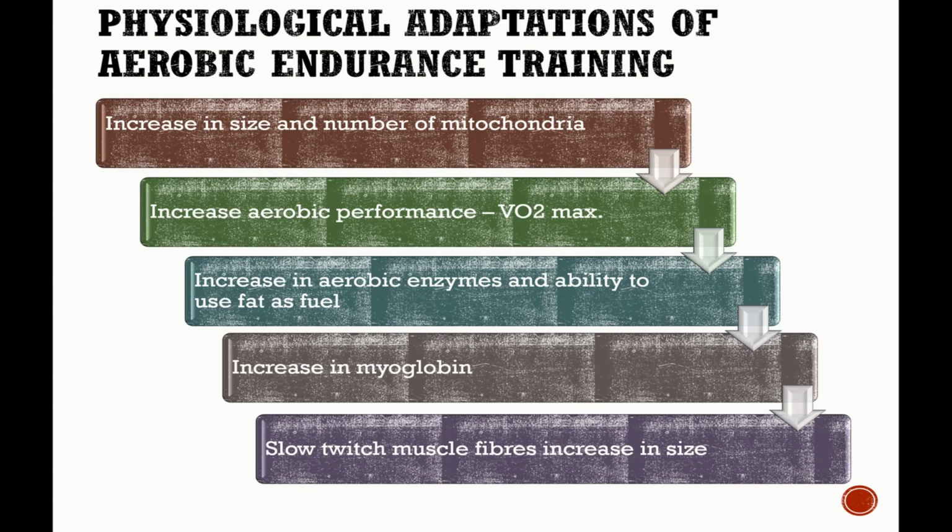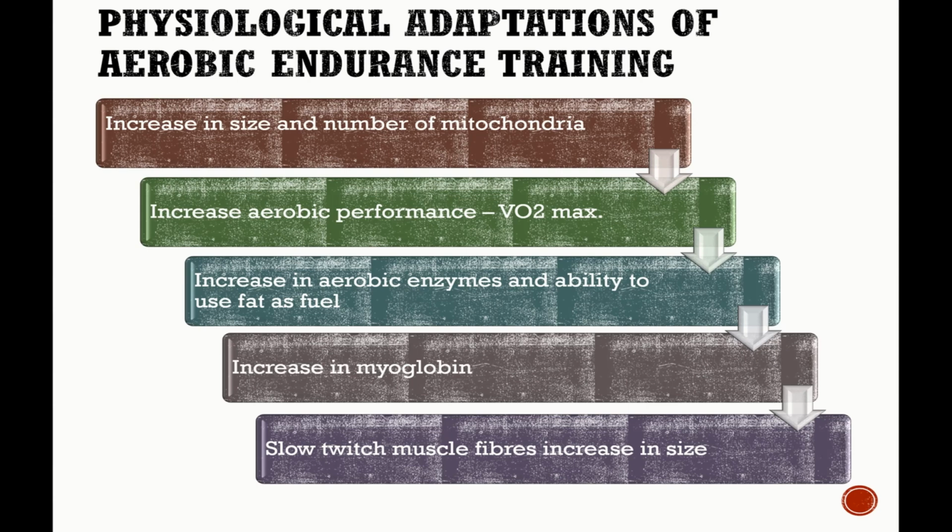As we've mentioned before, if we're using fat as a fuel, this therefore requires a higher oxygen uptake, and therefore if we improve our aerobic endurance and our VO2 max, then we're able to tap in to more fat as a fuel and therefore benefit from this when it comes to dual fueling using both carbohydrate and fat during exercise performance. There is also an increase in myoglobin.